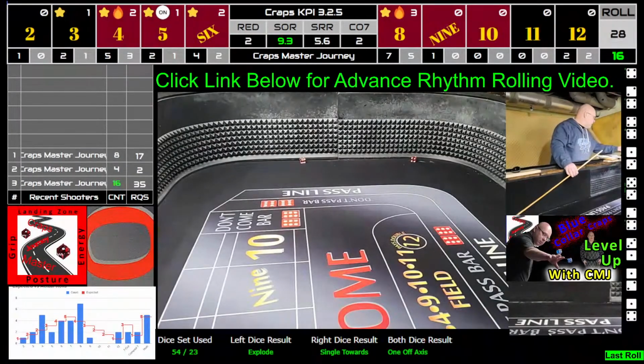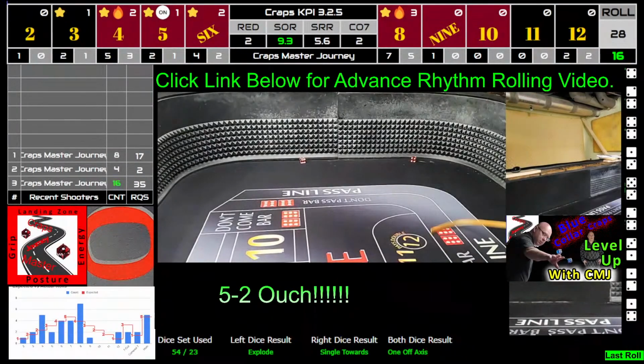5-2. Damn it. That's the Bruce. Oops, that's not a winner either. That's a loser. Darn it. Okay, we were so close to goal. That's a primary top side. Both dice, 5-2, 7.